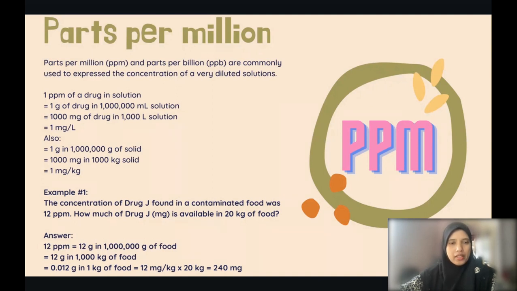Example number 1: the concentration of drug J found in the contaminated food was 12 ppm. That would mean 12 milligram per kilogram, because that's a food, that is solid. How much of drug J is available in 20 kilogram of food? You can directly convert 12 ppm into 12 milligram per kilogram. So if 12 milligram is available in 1 kilogram, if you have 20 kilogram of food, it will be 240 milligram.